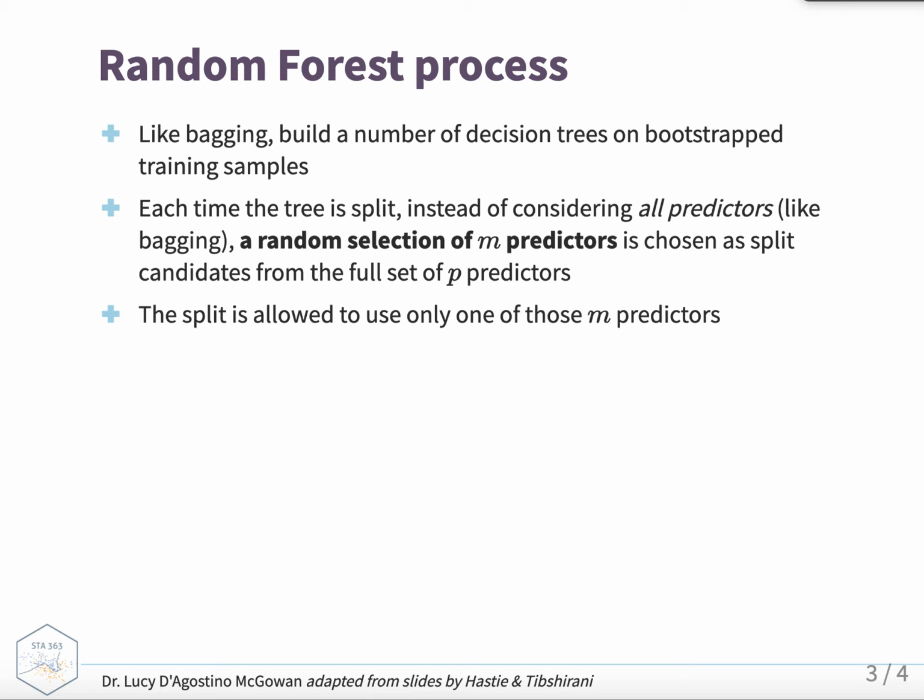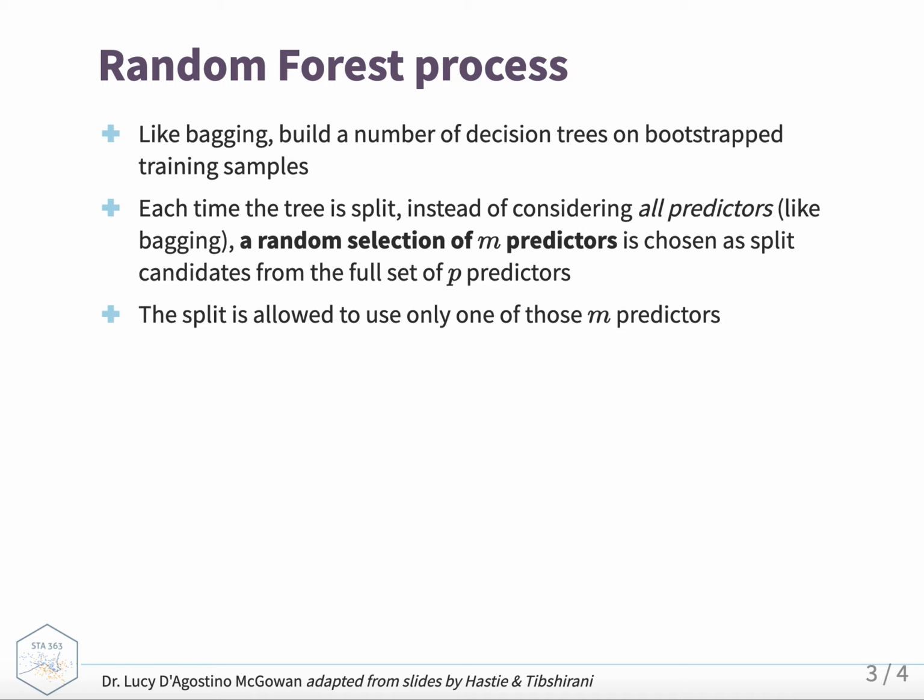And so it takes all predictors that you've given it and it looks at what would be the predictor that would maximize our benefit or minimize our error. So instead of doing that, what a random forest is going to do, instead of looking at all predictors, is randomly select M predictors to look at, and it's going to choose those as the split candidates from the full set of P predictors.